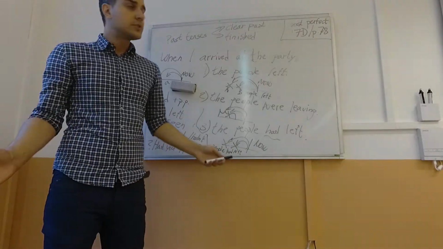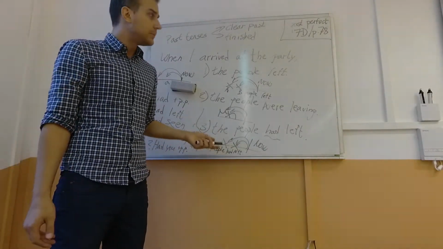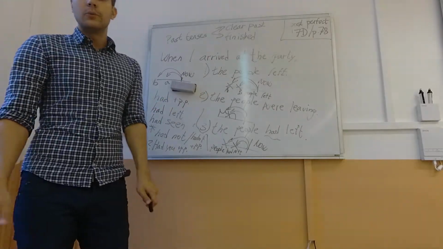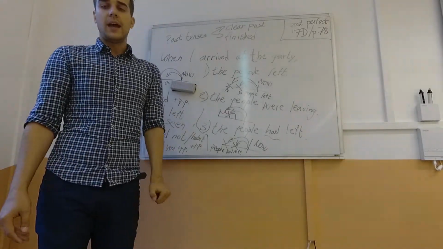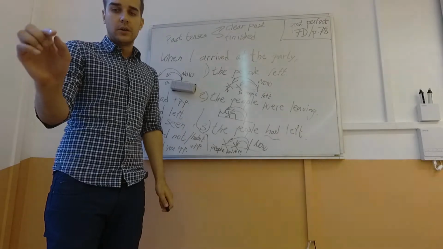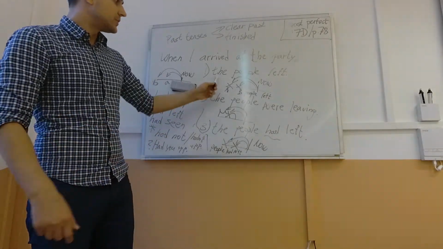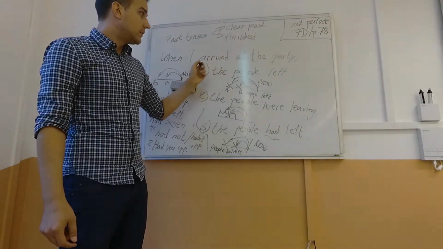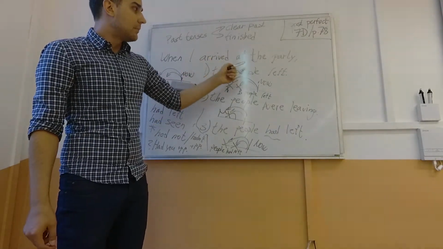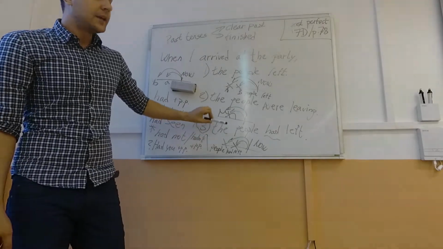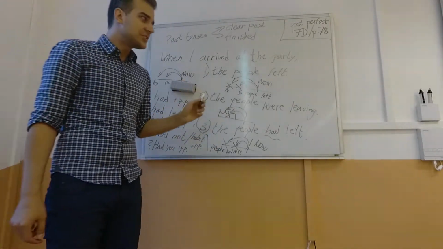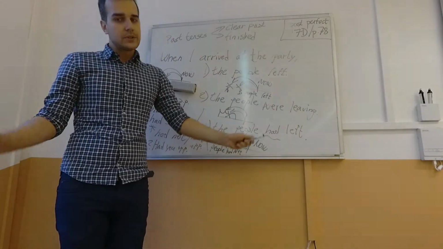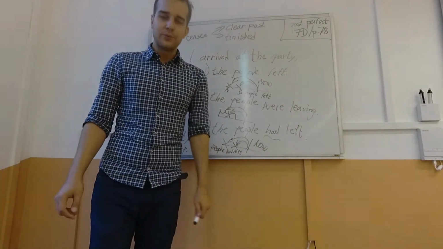So if you have any questions, gentlemen, feel free to ask me. I will help you with this. We will have a lot of exercises, and you can find the theory on page 76. You will see it there, but I think the examples here that we mentioned, when I arrived at the party, and then you have 1, 2, 3, will really help you to understand how it works. If you have any questions, feel free to ask them. Thank you for your attention.